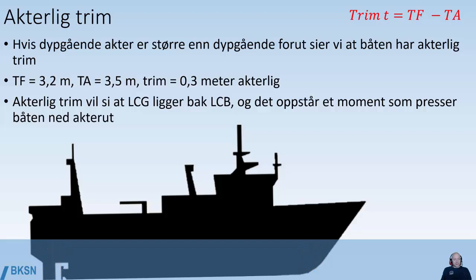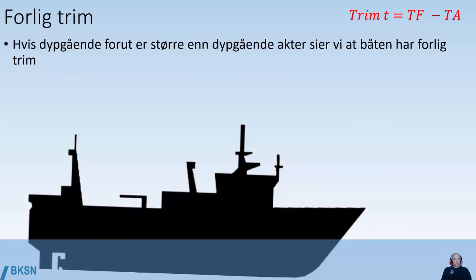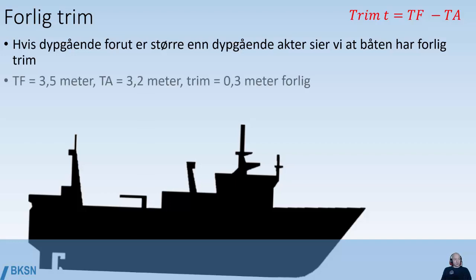Aft trim means that the longitudinal center of gravity is behind the longitudinal center of buoyancy. And this distance means that you have a moment that's pushing the boat down at the stern. So the gravity pushes downwards, the buoyancy pushes upward, and it causes the boat to heel aft. The opposite with forward trim is if the draft forward is bigger than the draft aft, we say the boat has a forward trim. In the example, we have draft forward 3.5 meters, draft aft 3.2 meters, which gives us a trim of 0.3 meters forward trim.